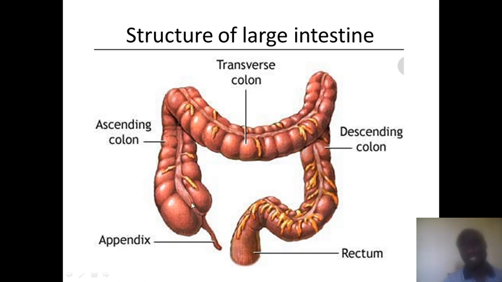Then we have this ascending colon, transverse colon, and the descending colon. So food moves through this direction, as you can see, and as it is moving, water is being absorbed. So by the time it reaches here in the rectum, it has become semi-solid. So it is going to be temporarily stored at the rectum here, and then later it will be expelled out in the process of egestion.